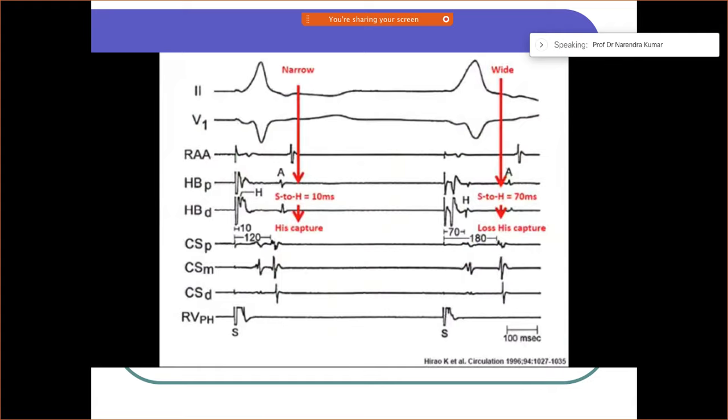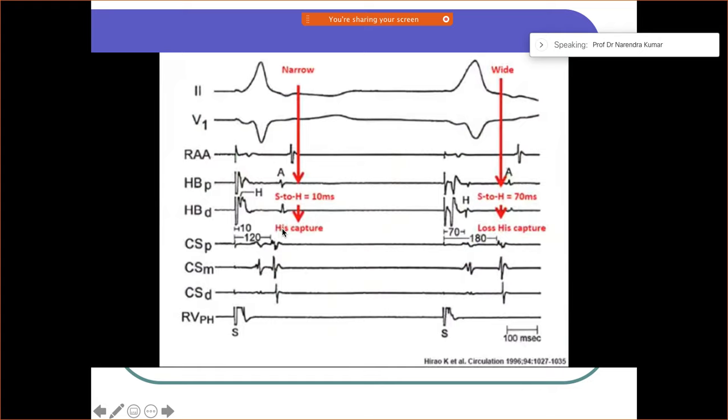So two things. For example, if we look carefully over here, the first one is a narrow beat, right? I think everyone can see. That's why it has been annotated well for a better understanding. And this one is a wider one. So in the narrow QRS, stim to his is 10 milliseconds. However, the wider one, stim to his is 70 milliseconds, right?